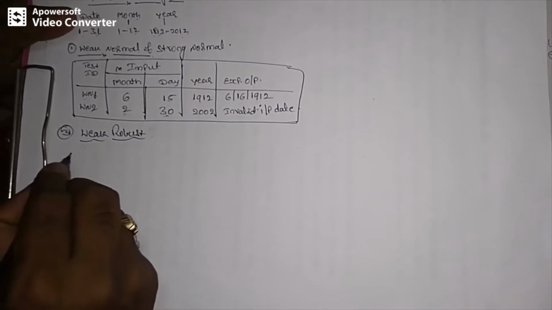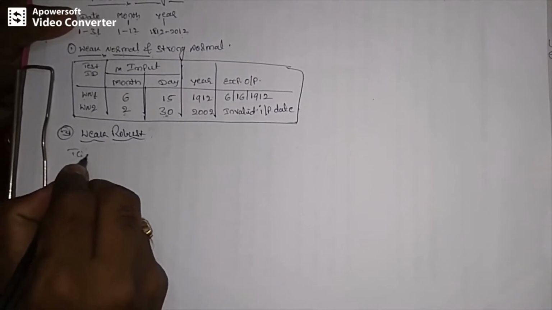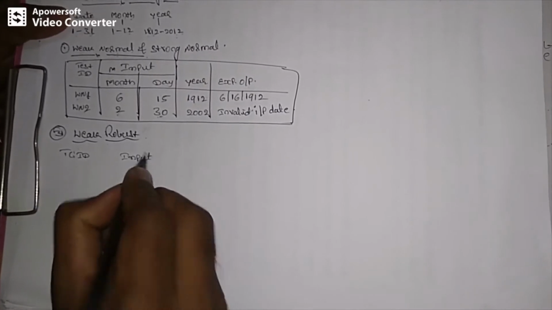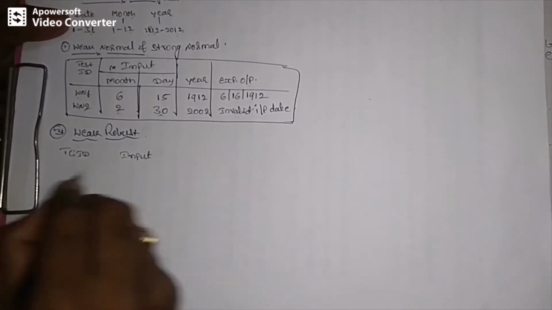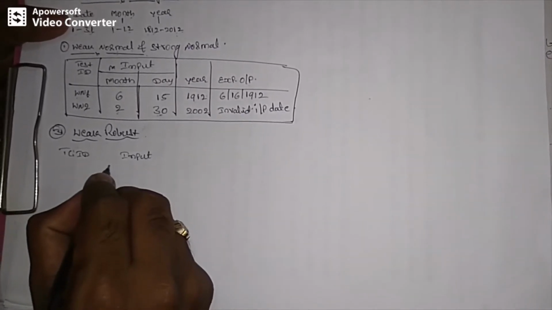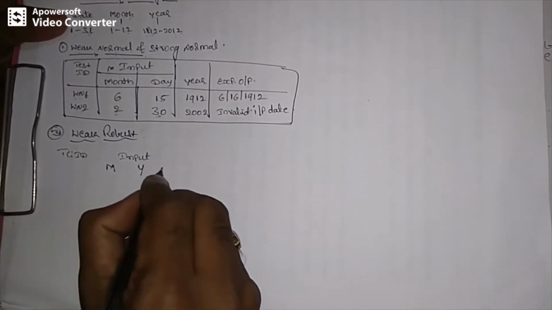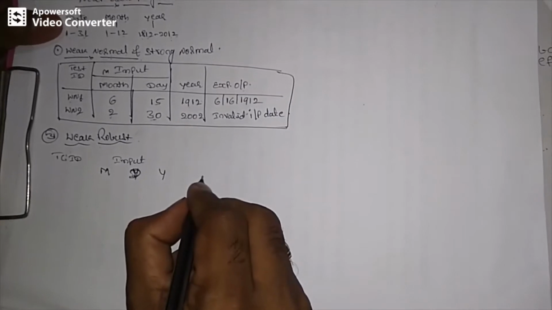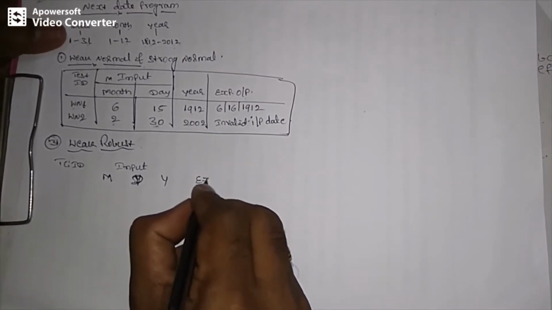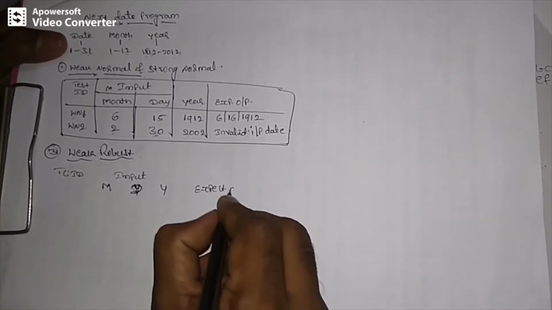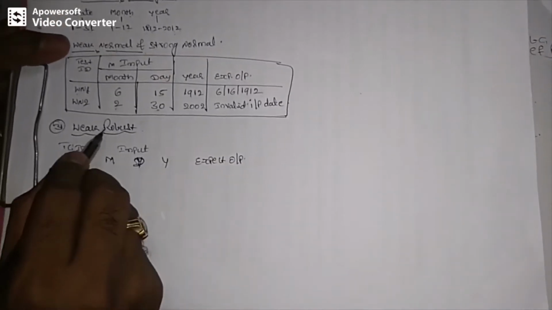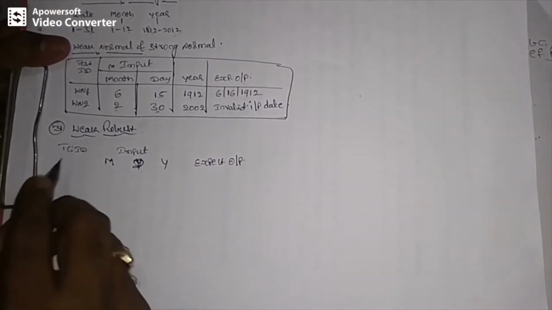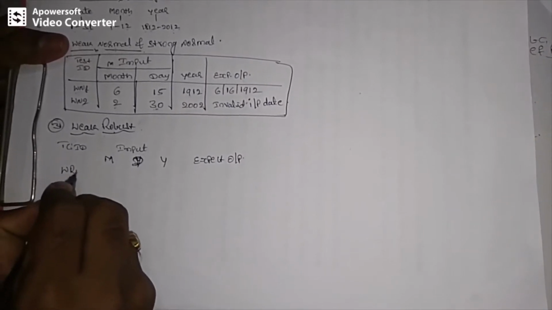Weak robust is nothing but test case ID, input, and your expected output. In the input I can say month, day, and year. So here, the expected output result you can write over here. Now robust is nothing but invalid, weak is nothing but single fault assumption. So now I can write WR1.